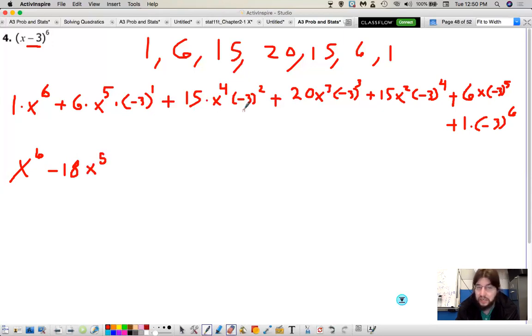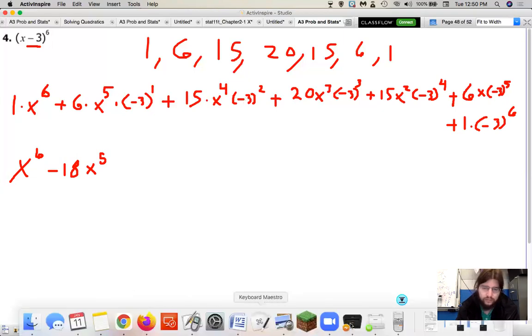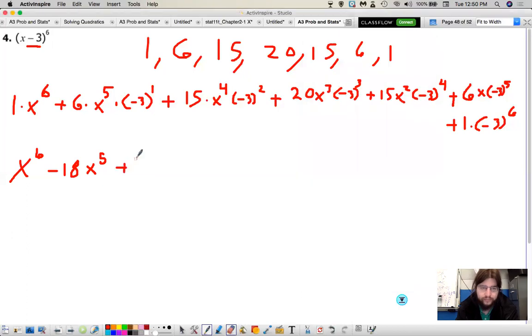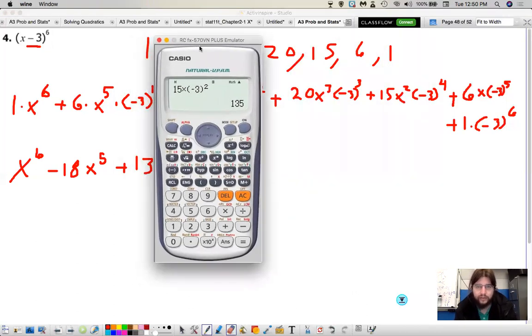Then it gets 15 times -3 squared. That's going to be 9. Just use a calculator. You're going to need it. Don't try to do it in your head. Just don't. 15 times -3 squared is 135. x to the 4th. Move that over there. Let's see, that's going to be a 3 here. That's going to be a 20 there. -540.